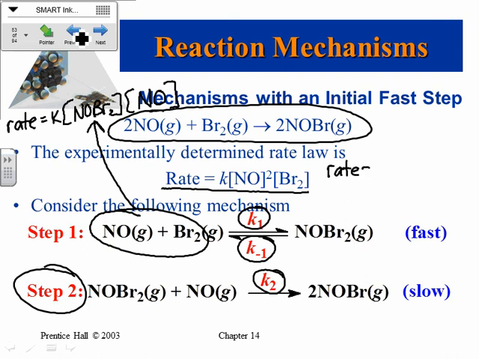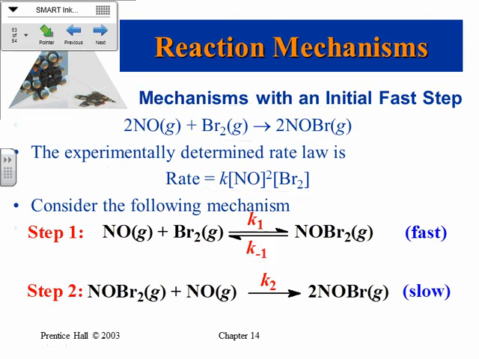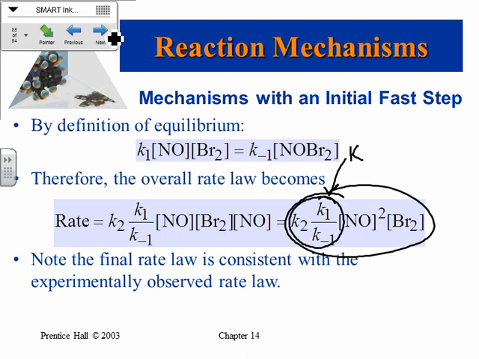rate is equal to K times [NO] times [Br₂]. Just don't have enough room here. Times, and we already had NO in the mechanism, okay? So then you end up with NO in there twice, okay? And that's where the whole NO squared comes from, okay?